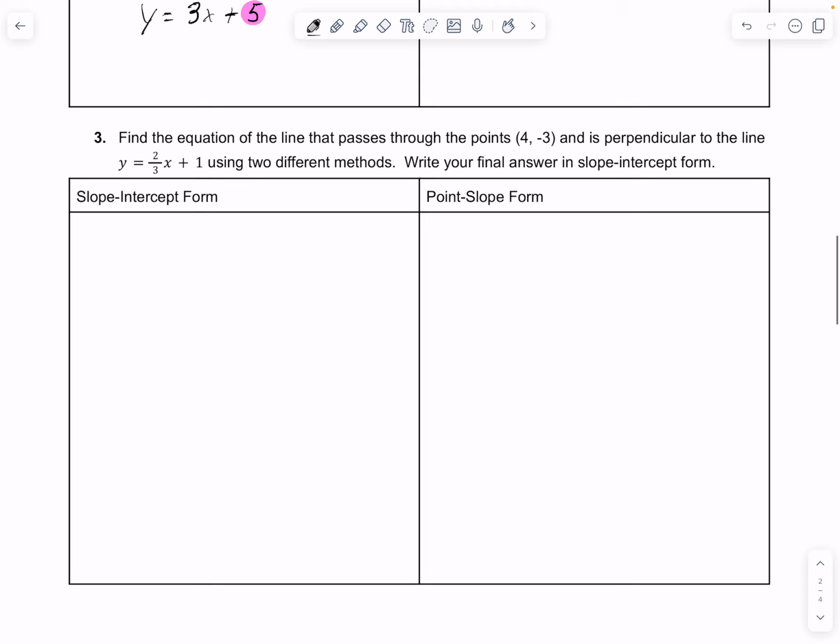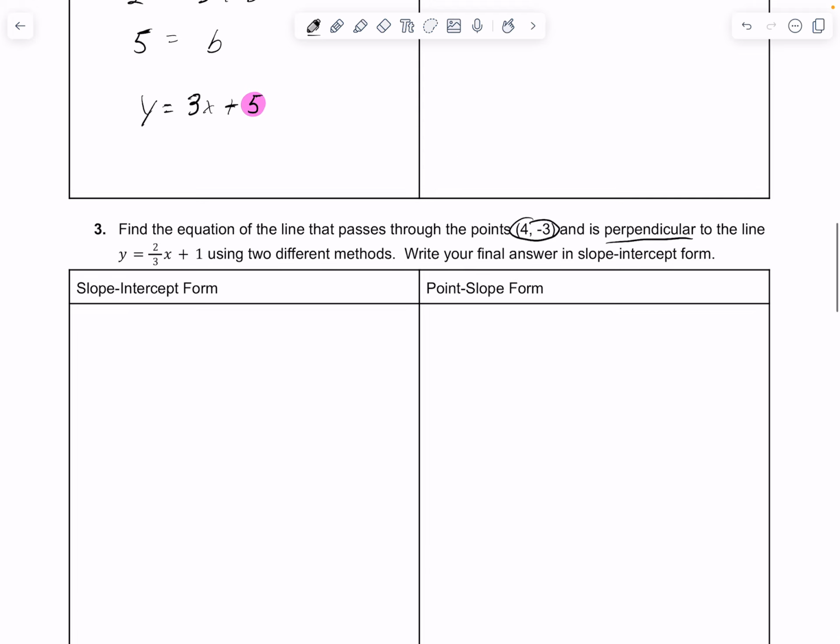All right. Now this one says it's going through the point 4, -3 and is perpendicular. So let's try to do a sketch of this one. I'll do right here in this little box. All right, so 2/3 x plus 1. Let's do a y-intercept of 1, up 2, right 3, down 2, left 3, something like this. All right, and we want to go through a point 4, -3. Okay, this will be better. So there's my point 4, -3. We want a perpendicular line.